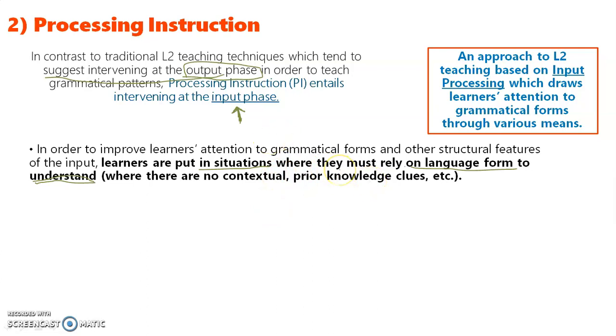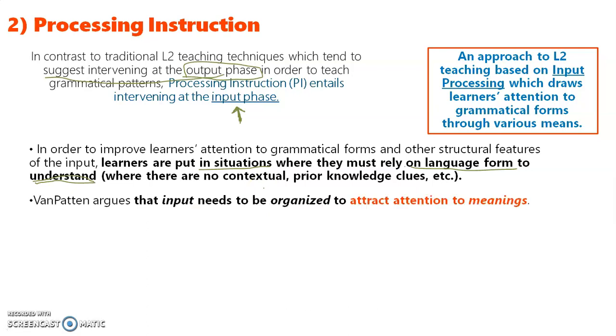Remember that Van Patten stipulated that learners cannot focus on form and meaning at the same time. Therefore, learners should be able to recognize the language form in order to understand meaning, to make meaning of what they are reading or listening to. There would be no contextual clues or prior knowledge. It's something new and they won't understand it except if they know the form. Therefore, the input needs to be organized according to Van Patten to draw the attention to meaning.